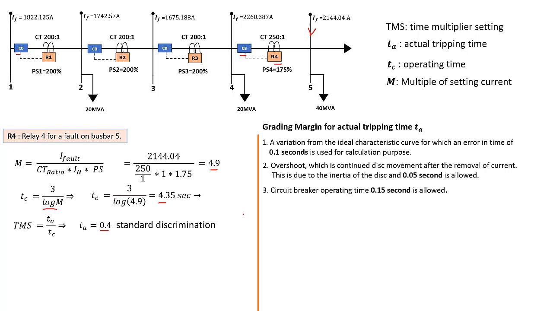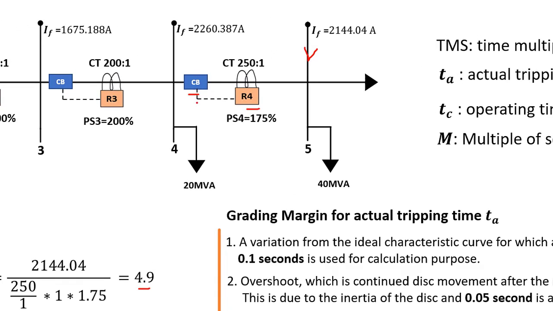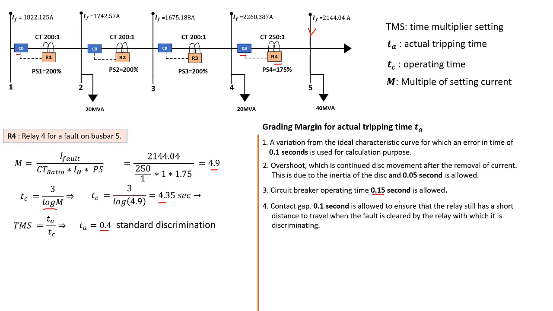The third point is the circuit breaker operating time, because you have to remember that you have a relay that is sending a signal to your circuit breaker, and only when your circuit breaker trips do you have interruption of the current. So you have to take account of the operating time of your circuit breaker of 0.15 second. And the last point is your contact gap, 0.1 seconds must be allowed for your relay contact gap.